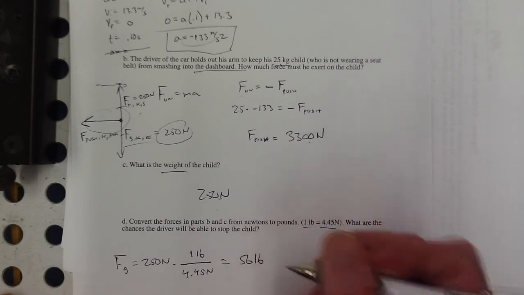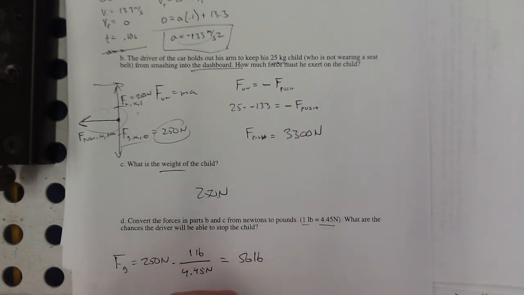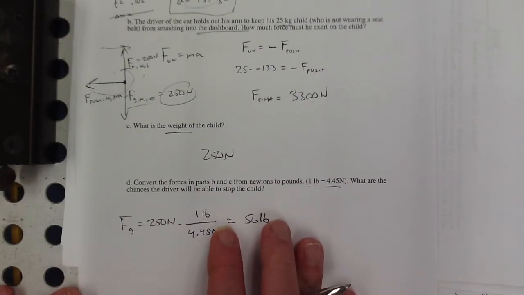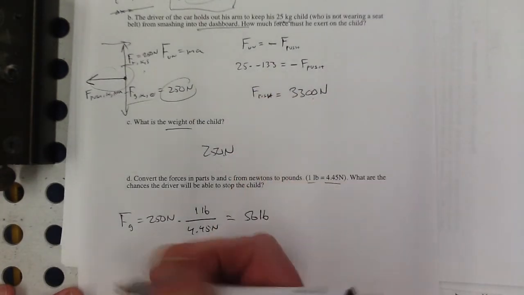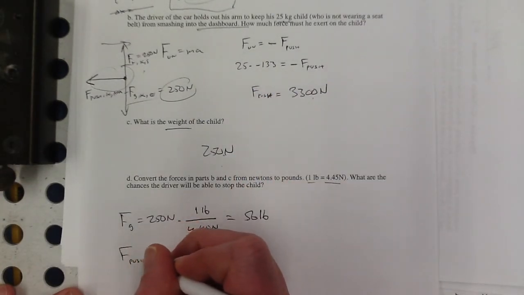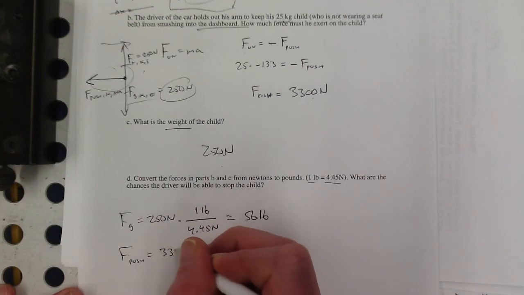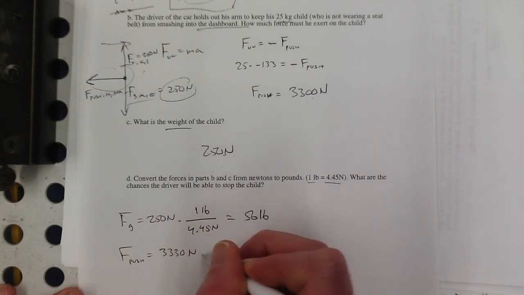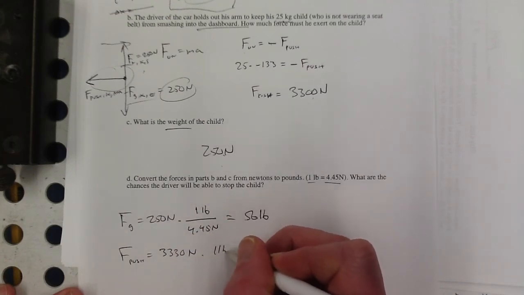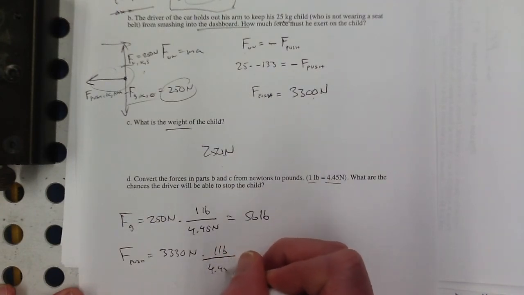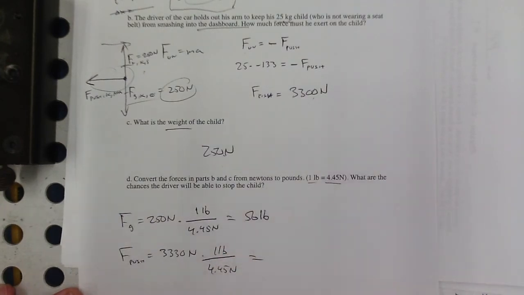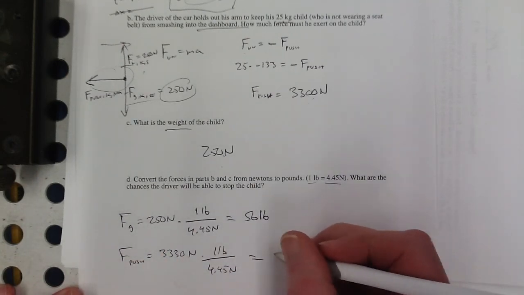Definitely should still be in a booster seat in the back seat. And this force of push, we want to convert that. 1 pound is 4.45 newtons. 3,330 divided by 4.45 is about 750 pounds.